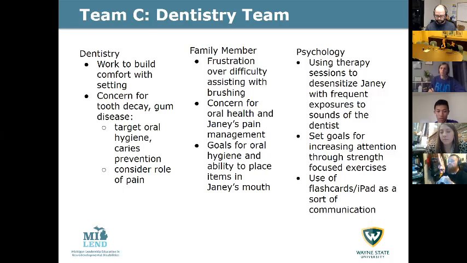So definitely setting goals in order to increase her attention and focus on her strengths, and even using some nonverbal communication methods and incorporating that, and maybe bring that into the appointment so that she can communicate with the dentist and other strangers that she might be new to, or new settings that she might be new to.